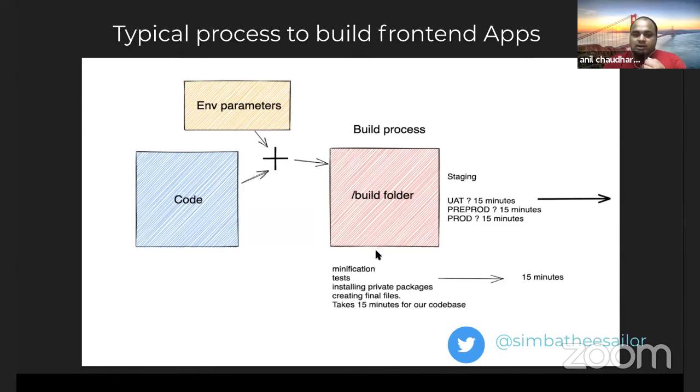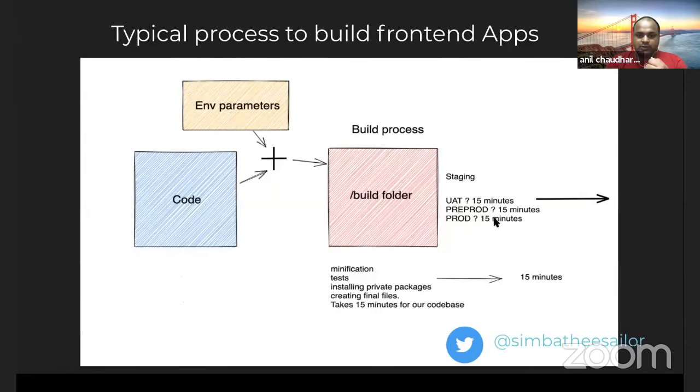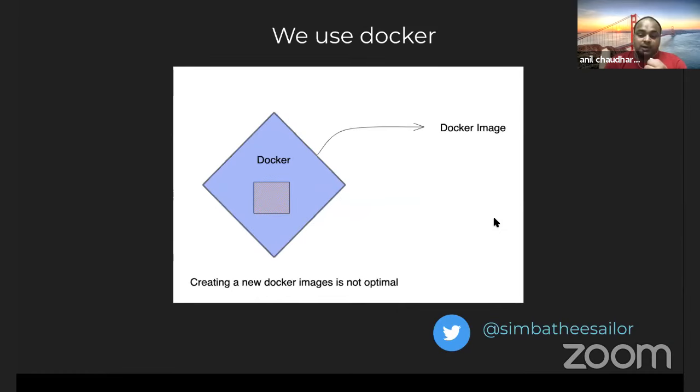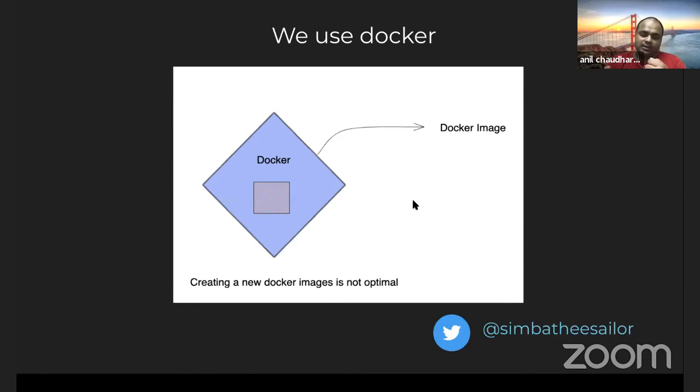So for us, deploying this application on UAT, pre-production and production was taking around 15 minutes, and that's not optimal. Plus we also use Docker. For those of you who don't know about Docker, Docker is just a virtualized OS. It's just a box which keeps the build folder that we generated in a box. It meets all the system requirements and is fully capable of running your application. So that's a Docker image.